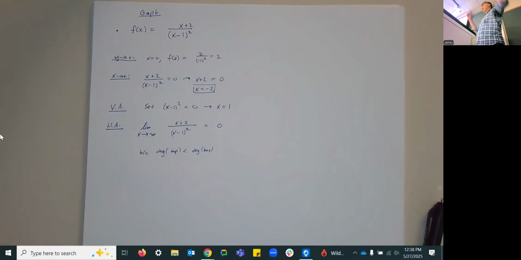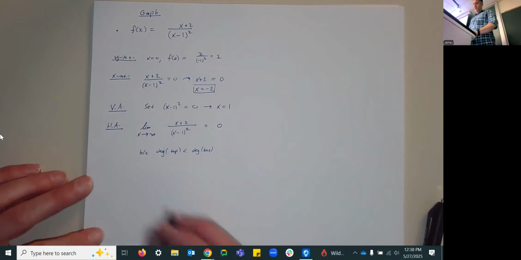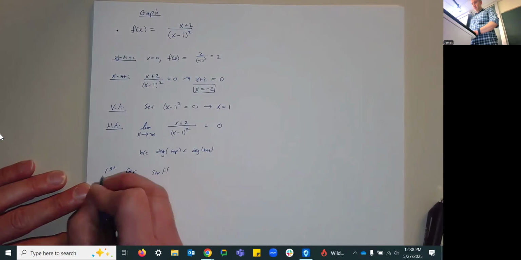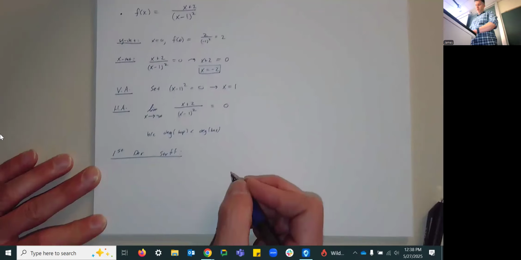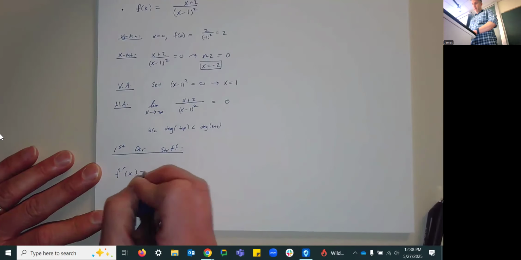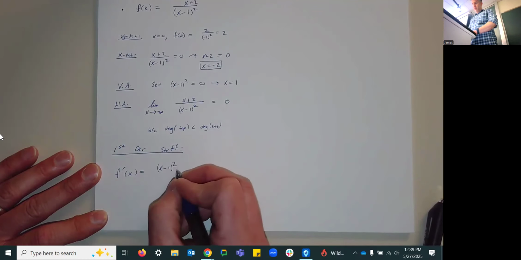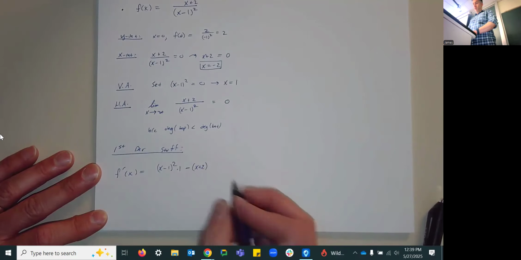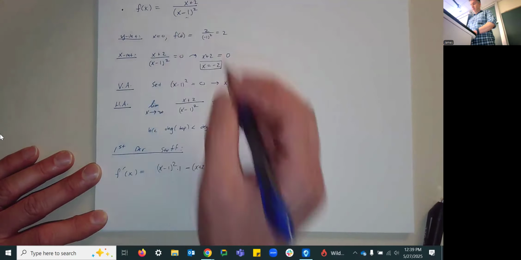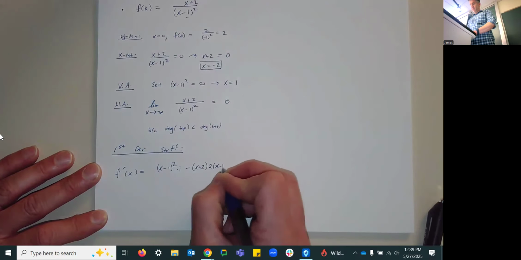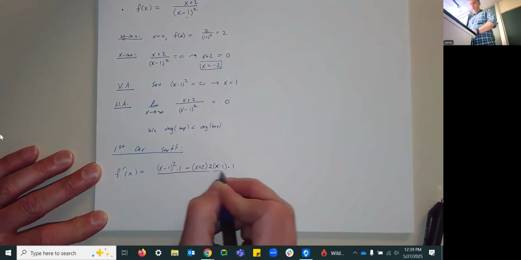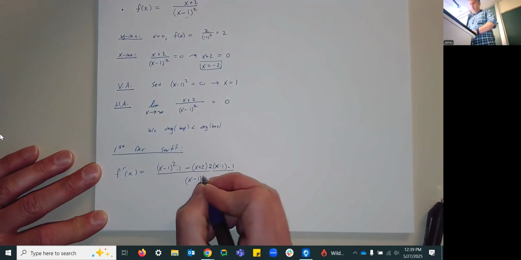All right, we've done all of the original function stuff. Now we're going to move to the first derivative. It's going to be a little bit gross to find this first derivative. So, first derivative stuff. We're going to have to use the quotient rule here. My derivative is going to be the bottom times the derivative of the top, which is 1, minus the top, which is x plus 2, times the derivative of the bottom. I've got some stuff squared, so it's 2 times my stuff to the first power times the derivative of the inside stuff, but that's just 1. All divided by x minus 1 squared squared.